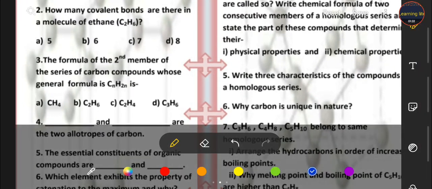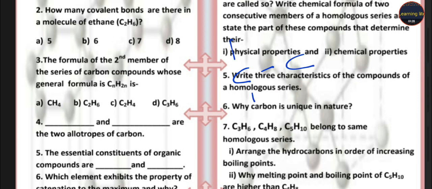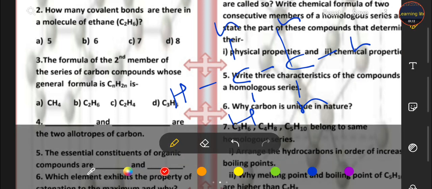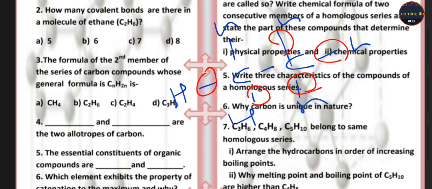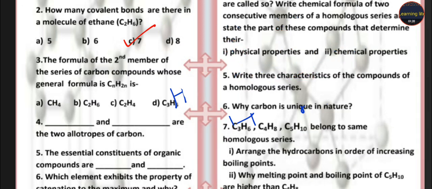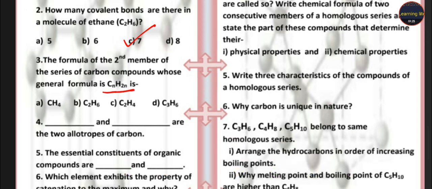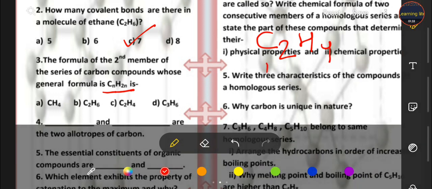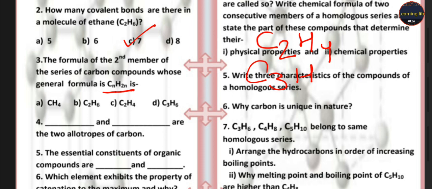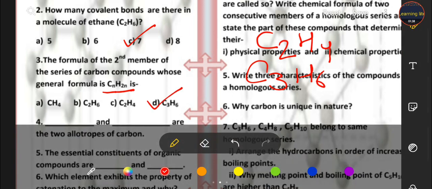You can count the bonds also, students. C2H6. Okay. How many bonds are here, students? You can count. 1, 2, 3, 4, 5, 6, 7. We have 7 bonds, students. Okay. Now the next question, third question, is the formula of the second member of alkene. First member, student, C2H4, and the second member is C3H6. So we tick the option D.